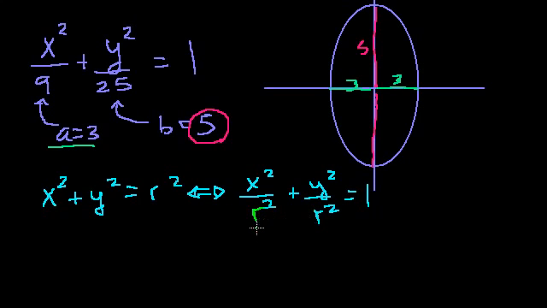So your semi-minor axis is r, and your semi-major axis is r. Or in other words, this distance is the same as that distance, and so it will neither be short and fat nor tall and skinny. It will be perfectly round.